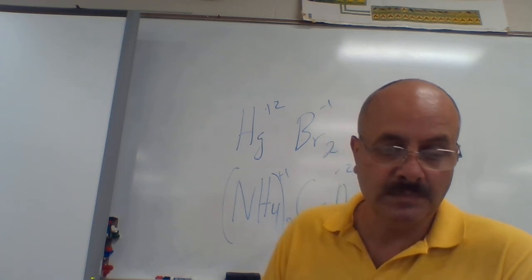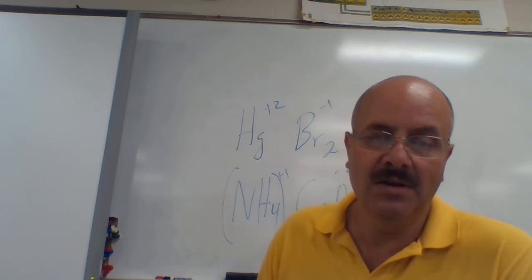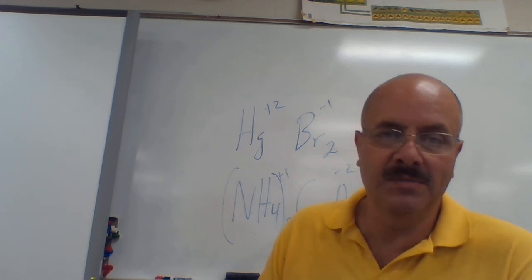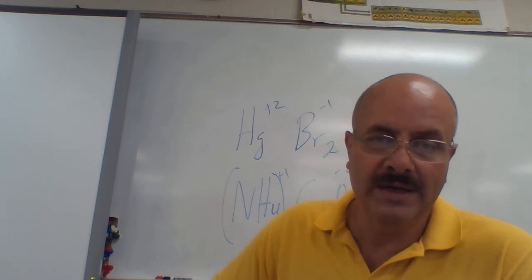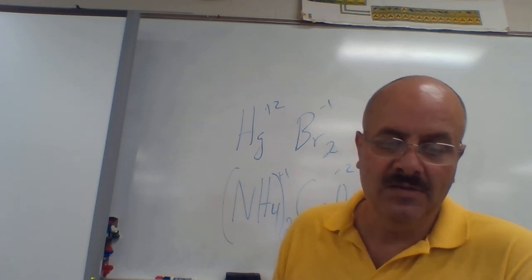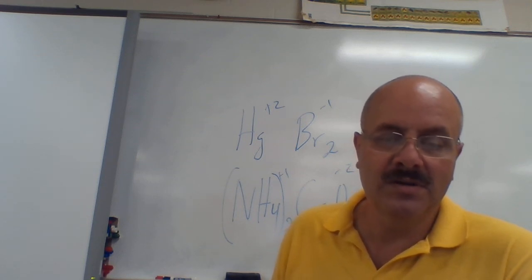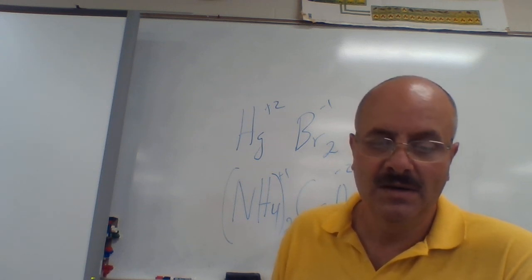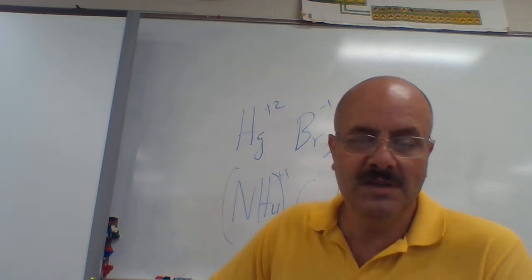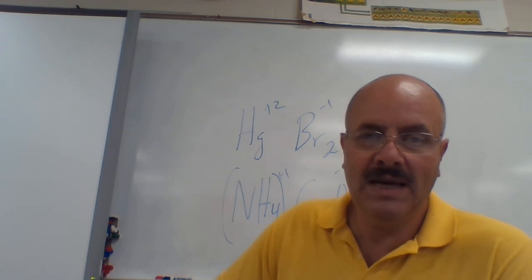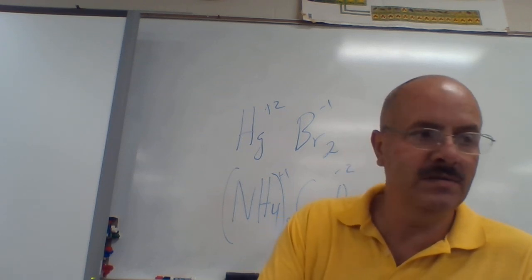Letter B in 31. NaClO3. Na is sodium. ClO3 is chlorate from the chart. So it's sodium chlorate. Letter C, Sn3(PO4)2. Sn is tin. PO4 is phosphate. So this is tin phosphate. And the last one, Na2CrO4. Na is sodium. CrO4 is chromate. So this last one is sodium chromate.